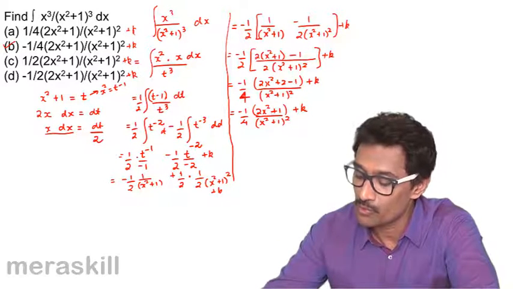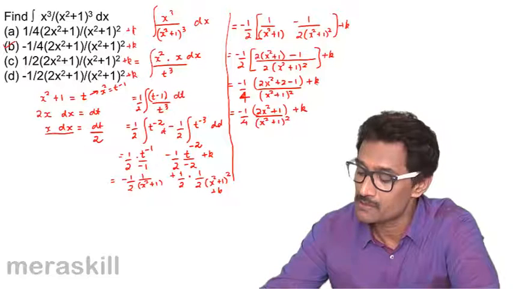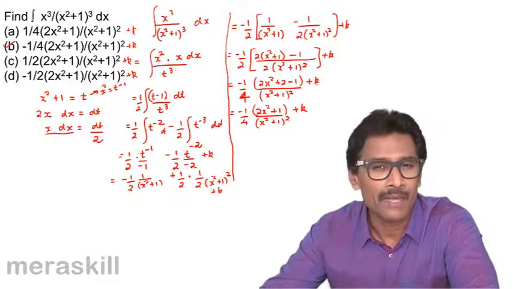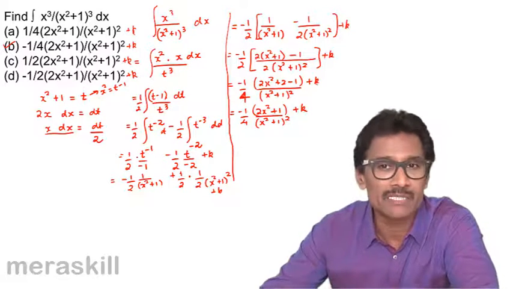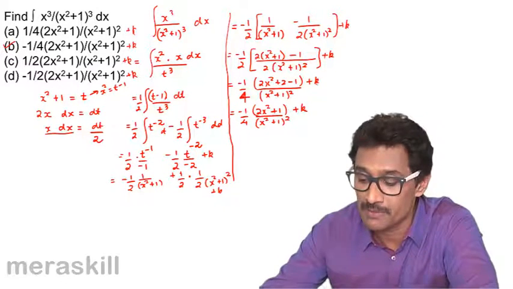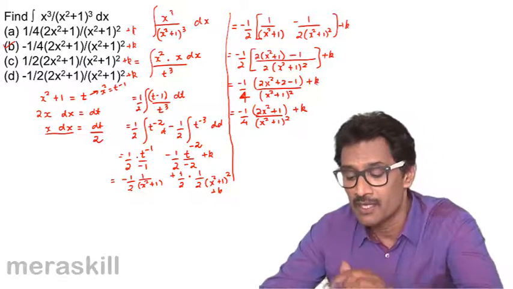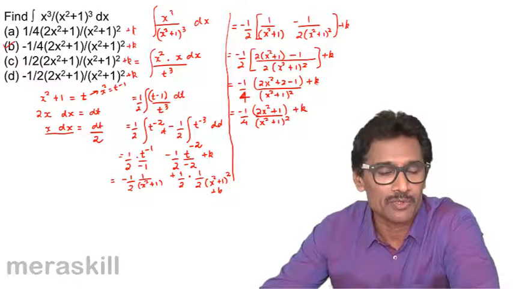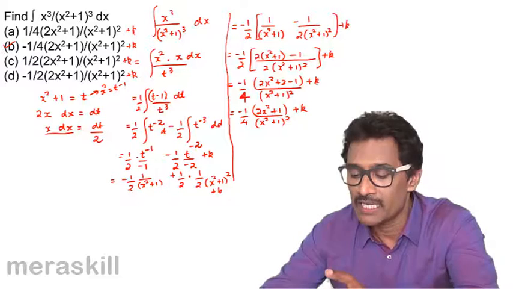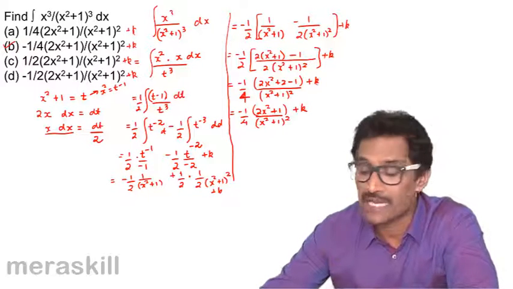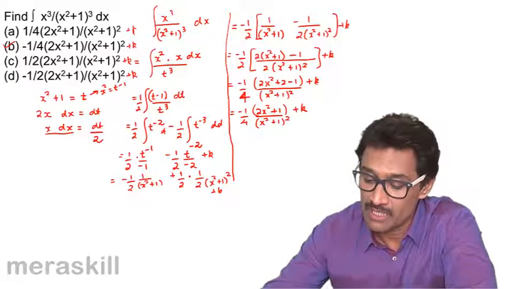Minus 1 by 4, (2x square plus 1 upon x square plus 1) the whole square plus k. It normally happens that sometimes due to some misprint, the constant part is missed. So in such kind of cases, you have to choose the best possible option. That is, in this case, the best possible option is B because at least the main integral part is tallying. So it has to be B.